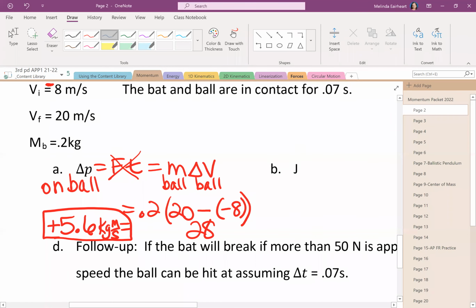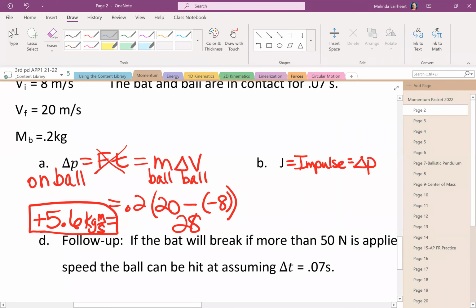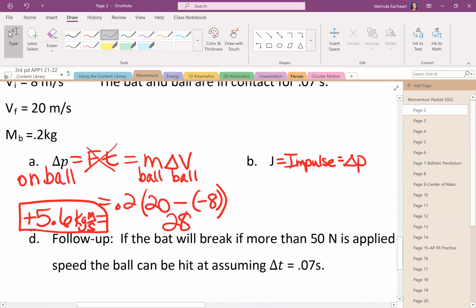What if B, I'm going to change B a little bit. What if B said J, well, first of all, what is that? Is that joules? What's J? It's impulse, okay? What is impulse equal to? Change in momentum. Didn't we already find that? And so it's going to be the same number, but I'm going to add something to it.